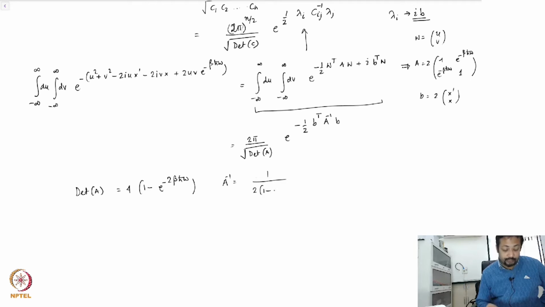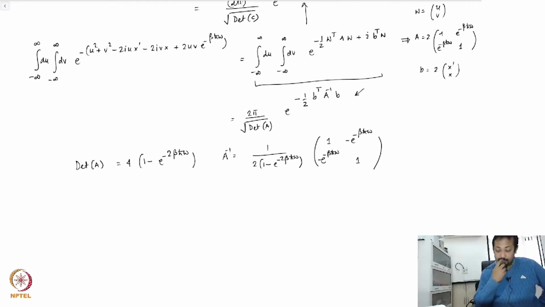half (1 minus e to the power minus 2 beta h bar omega) inverse, and you will have 1 and 1, you will have minus e to the power minus beta h bar omega, and you will have minus e to the power minus beta h bar omega. So note that this diagonalization that we did, we wrote down this result in this particular form because it's a symmetric matrix, invertible matrix.